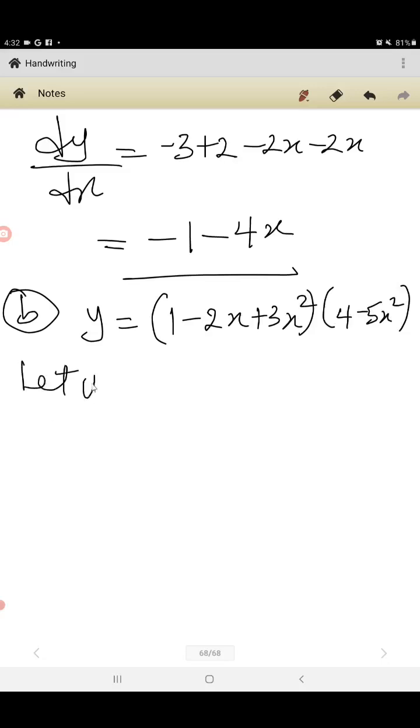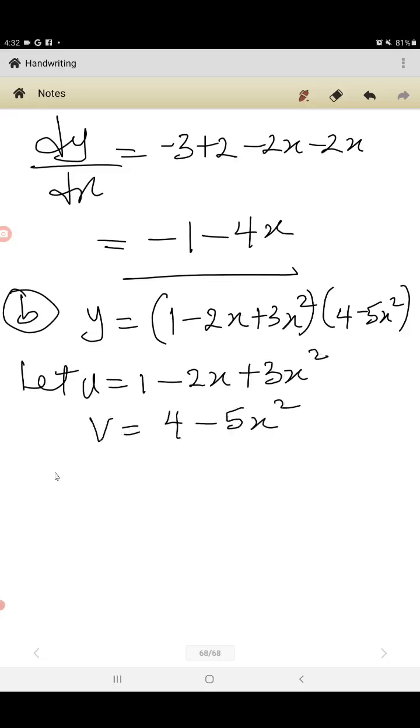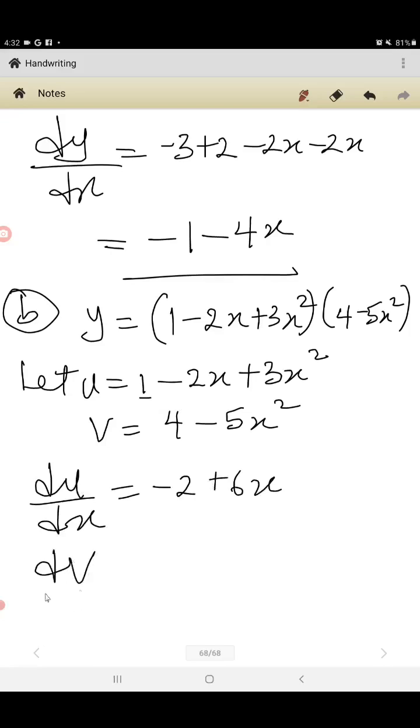Let u equal 1 minus 2x plus 3x squared. Let v be equal to 4 minus 5x squared. So now, differentiating u with respect to x, this is a constant, gives minus 2 plus 6x. Let's differentiate v with respect to x. It will give you minus 10x.